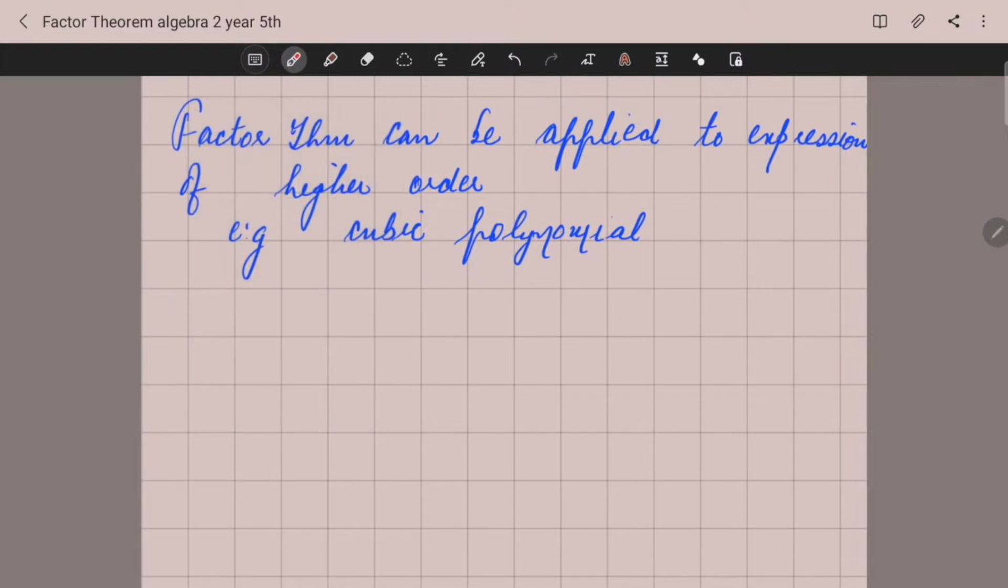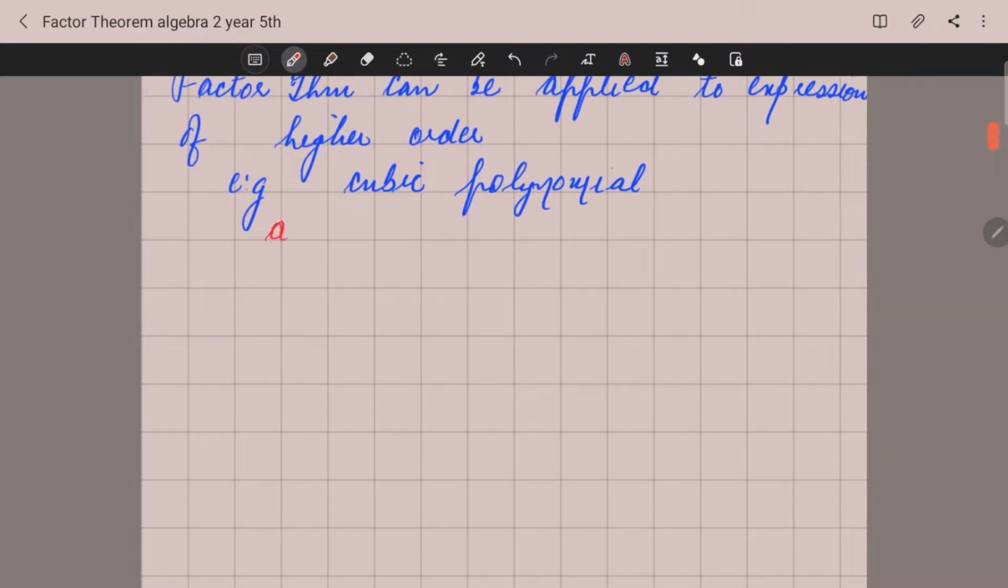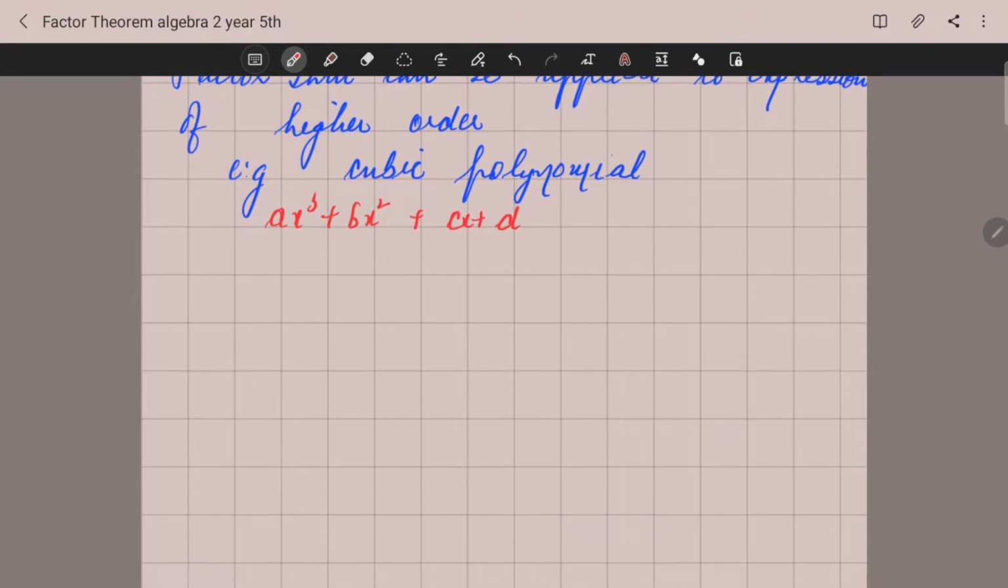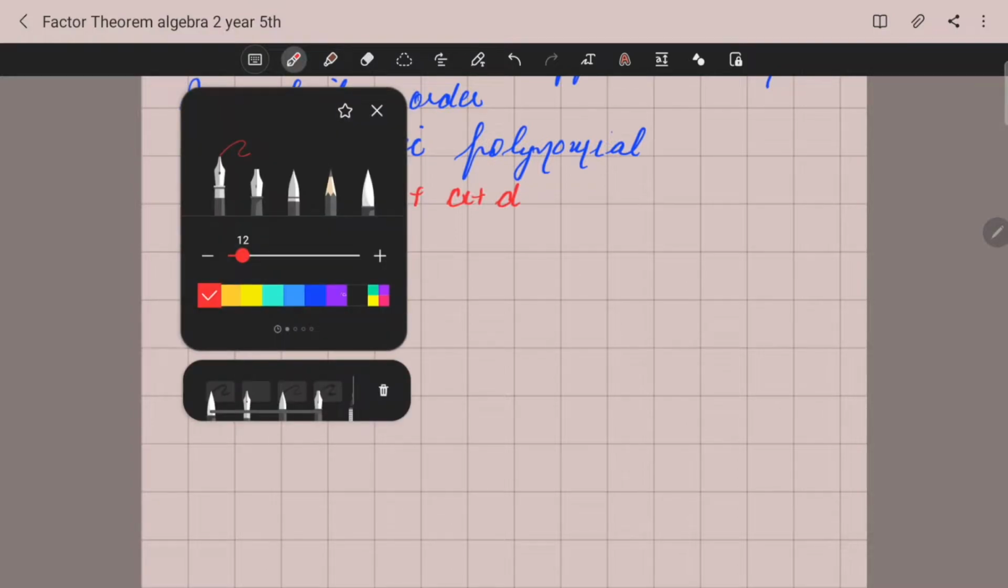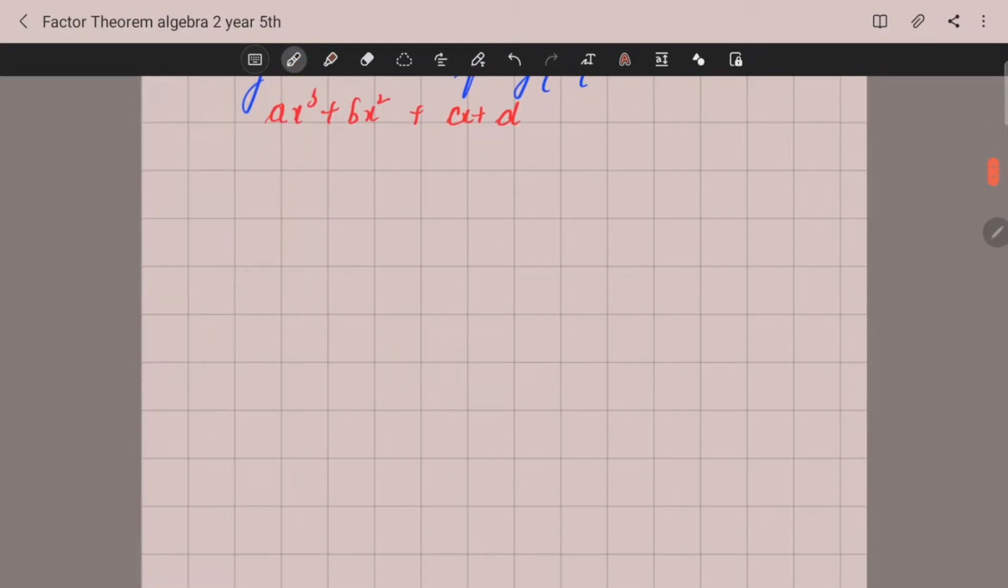This cubic polynomial is in the form of ax cubed plus bx squared plus cx plus d. This is the form of a cubic polynomial. Like if we take one example, solve x cubed minus 4x squared minus x plus 4 by factor theorem.